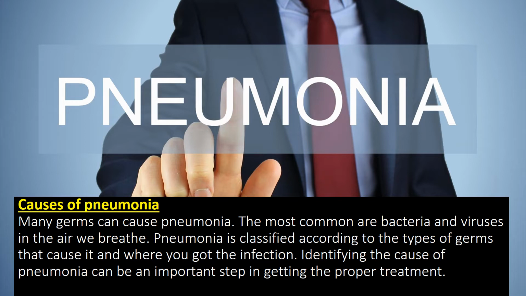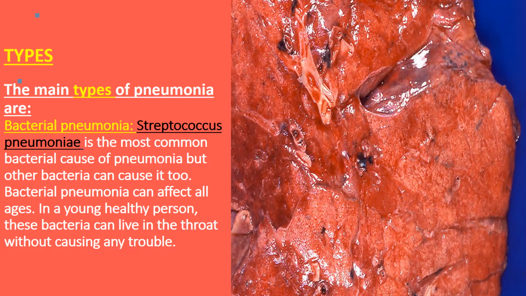Causes of pneumonia. Many germs can cause pneumonia. The most common are bacteria and viruses in the air we breathe. Pneumonia is classified according to the types of germs that cause it and where you got the infection. Identifying the cause of pneumonia can be an important step in getting the proper treatment.